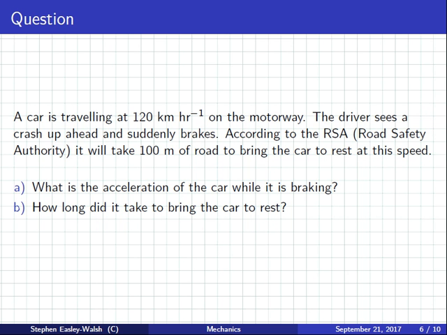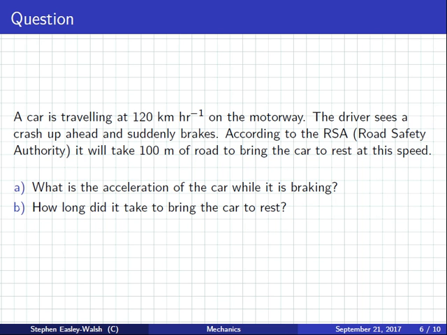A car is travelling at 120 kilometers per hour. The driver sees a crash up ahead and suddenly brakes. According to the RSA, it will take 100 meters to bring the car to rest. What is the acceleration? Okay, so what's the first problem with this? Yeah, you'll need to convert that into meters per second.